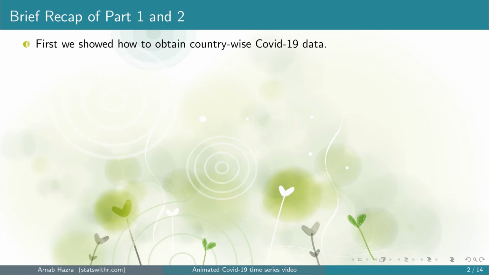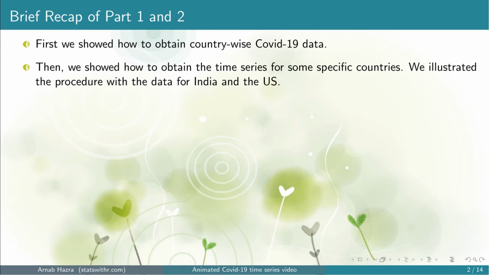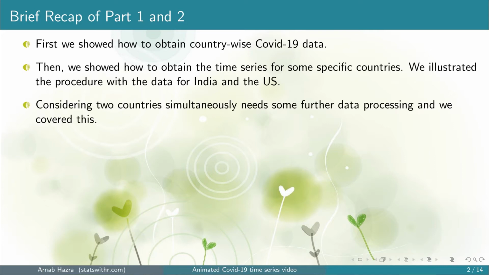Before we begin, let's just recall what we discussed in part 1 and part 2. First, we showed how to obtain country-wise COVID-19 data. The dataset includes information about a large number of countries. Then we showed how to obtain the time series for some specific countries. We illustrate the procedure with the data for India and the United States. Then one might be interested to plot the time series for a single country or two countries simultaneously. To do it simultaneously, it needs some further data processing, and we covered this.